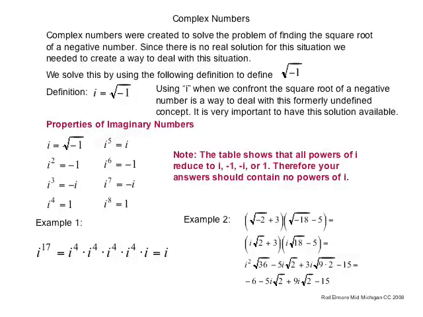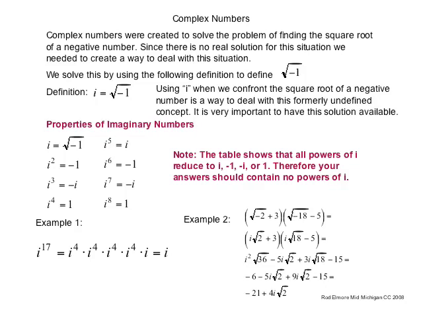Okay, you change the i squared according to the table to a negative 1, so it's going to be a negative. And the square root of 36 is 6, so we get a negative 6. Minus 5i square root of 2 plus, now the square root of 18, which we wrote as 9 times 2, you can bring the 9 out as a 3. So then that would be 9i times the square root of 2 minus 15. Then we collect our like terms: a negative 6 minus 15 is a negative 21, and a minus 5i plus 9i would be a plus 4i.